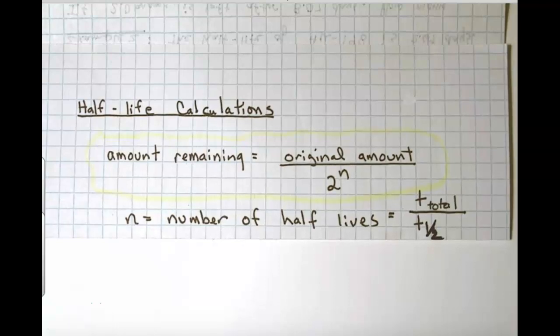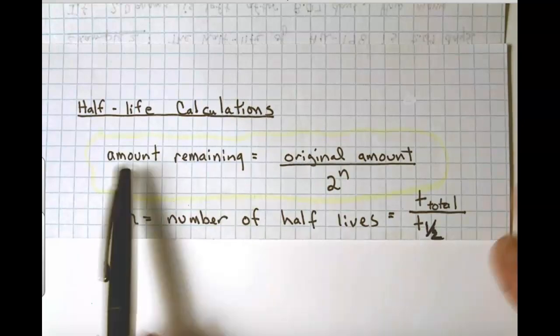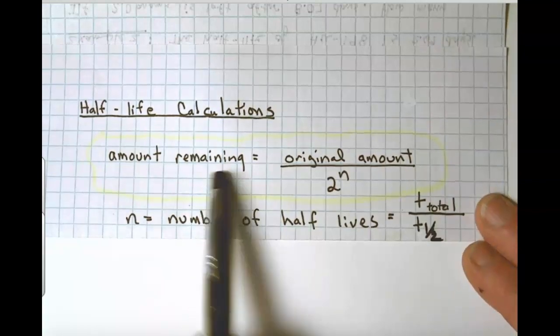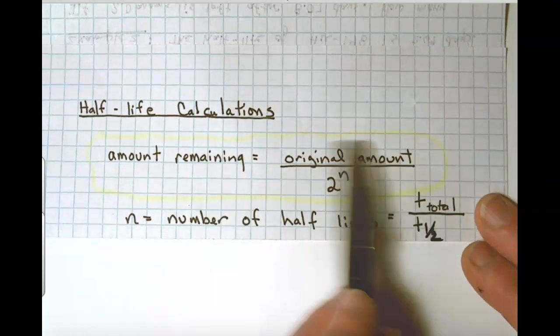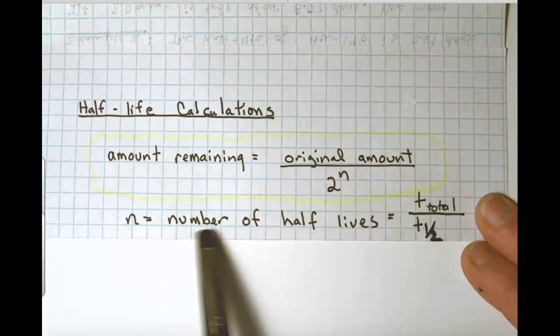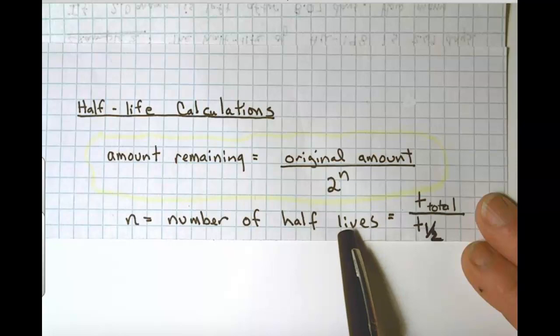Today we are going to do some half-life calculations. Now you remember half-life is the time it takes for half of a radioactive sample to decay. We're going to use this formula: the amount remaining, the amount still radioactive, is equal to the original amount divided by 2 to the n, where n is the number of half-lives that have gone by.